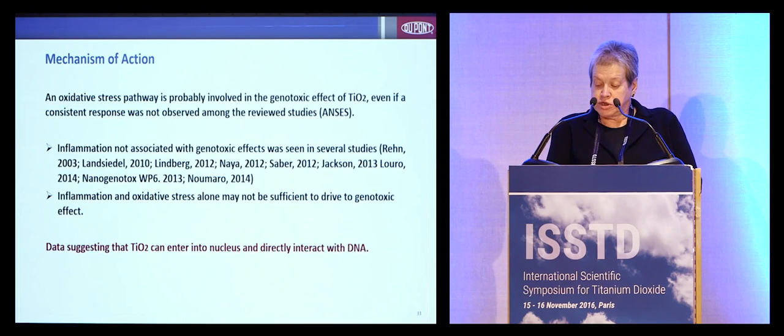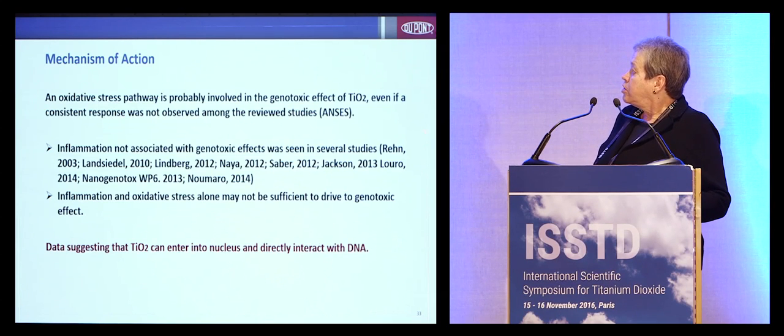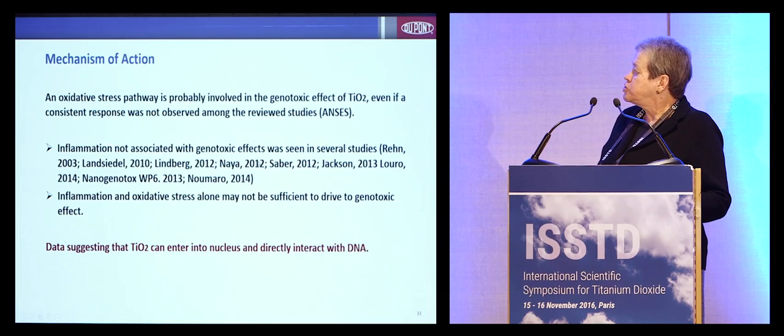The mechanism of action has been discussed during these days here right now. The oxidative stress pathway is probably involved in the genotoxic effects of TiO2, even if a consistent response was not observed among the reviewed studies. This is per ANSES. These studies had inflammation that was not associated with genotoxic effects, so there was a consideration that inflammation and oxidative stress alone may not be sufficient to drive genotoxic effects.